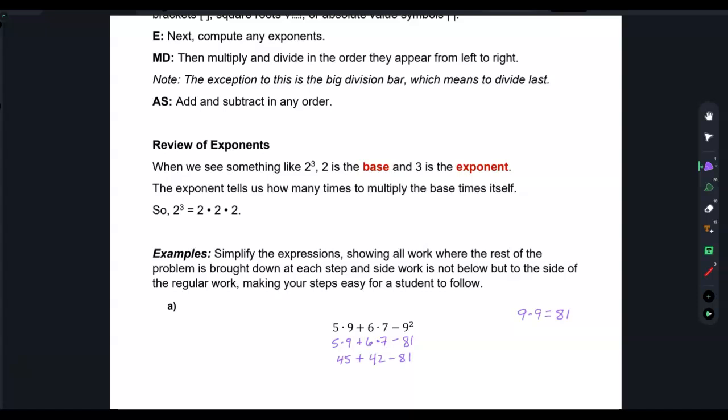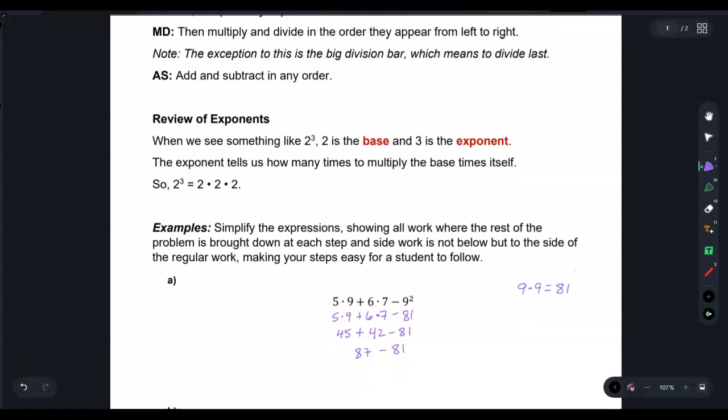Now I've done all the multiplication and division, and I'm ready for the last step, which is addition and subtraction. And I do have both. In this case, I would do the addition first because it's on the left, right? So I would add 45 plus 42, which gives me 87. Again, if you wanted to go ahead and subtract 81, I think that would be fine. Again, it depends on your group of students and what steps they're okay with you skipping, right? But it wouldn't hurt to go ahead and just bring down the minus 81. And then finally, the only thing left to do here is subtract that, and I get an answer of 6.